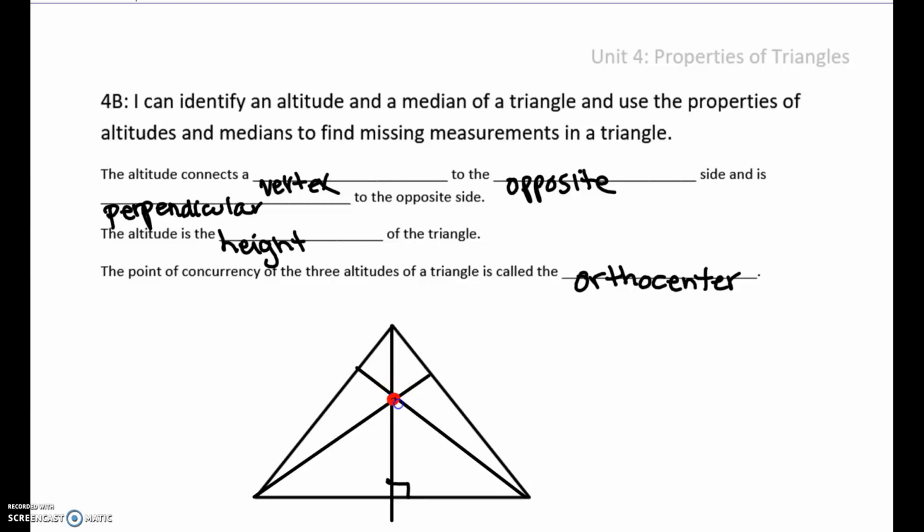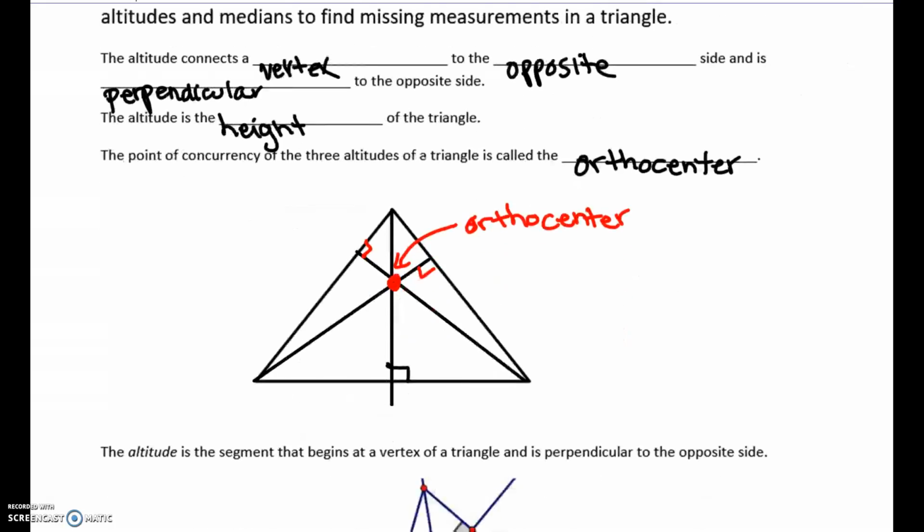So you notice they're all going to intersect at the same point, right? These are all 90 degrees, and they're all intersecting at this point. This point here is my orthocenter. We're going to do an activity in class later where we're going to actually find our orthocenters by folding paper so you can see them. There's the orthocenter.